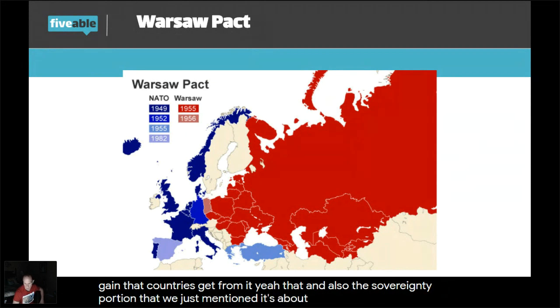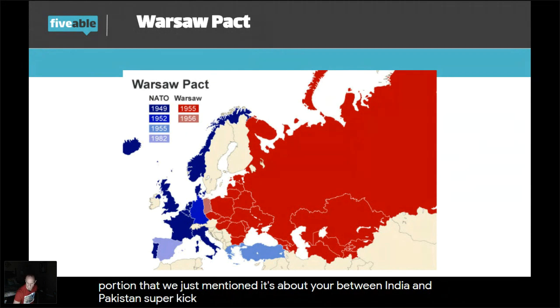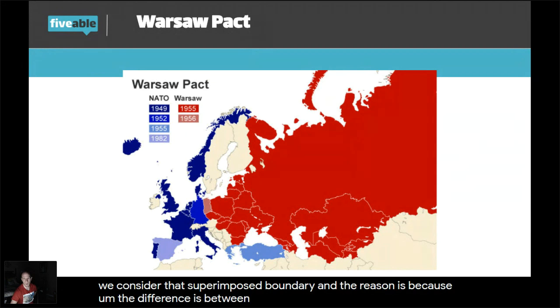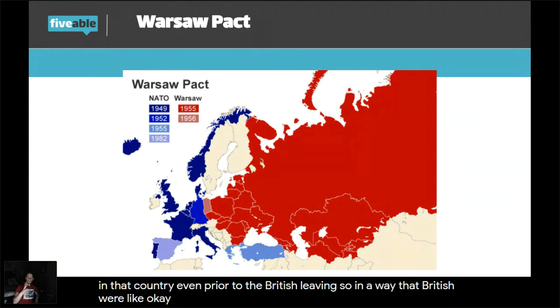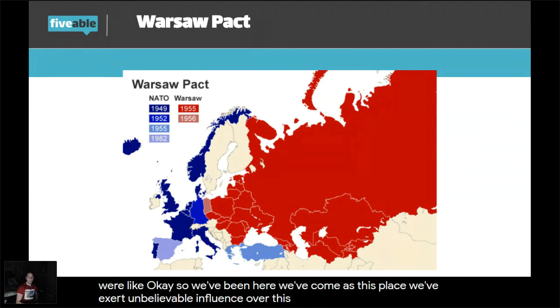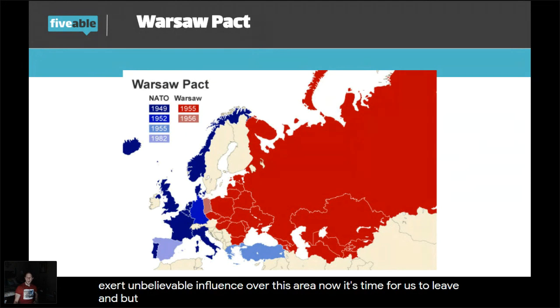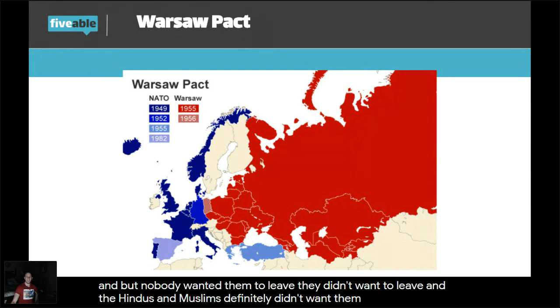Is the boundary between India and Pakistan superimposed? I'm going to say no. I don't think we consider that a superimposed boundary. And the reason is because the differences between Muslims and Hindus had already existed in that country, even prior to the British leaving. So in a way, the British were like, okay, we've been here, we've colonized this place, we've exerted unbelievable influence over this area, and now it's time for us to leave. But nobody wanted them to leave. The Hindus and the Muslims definitely didn't want them to leave, and then they'd have to fight with one another.